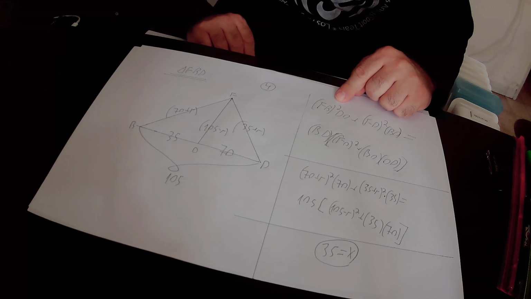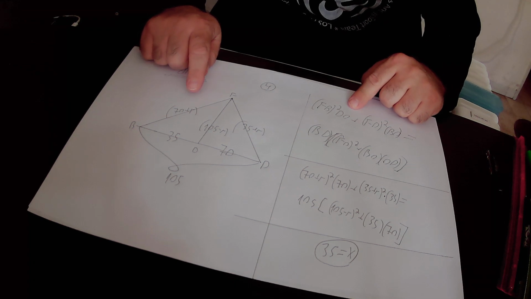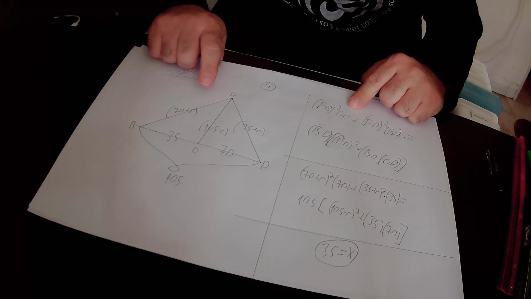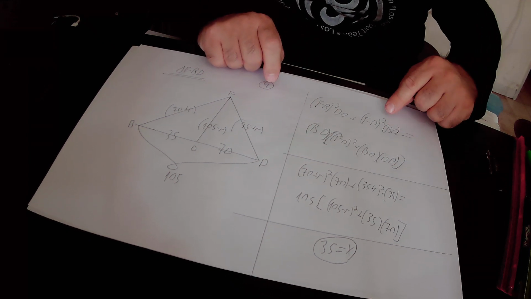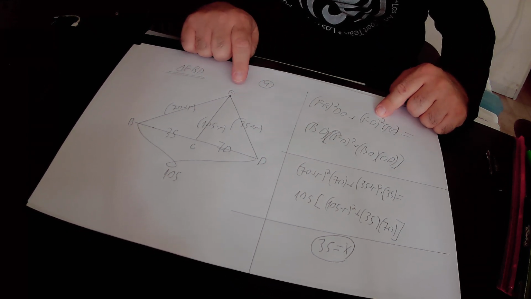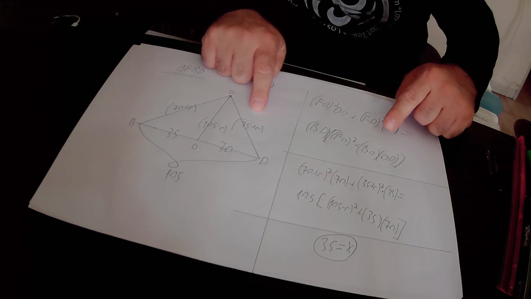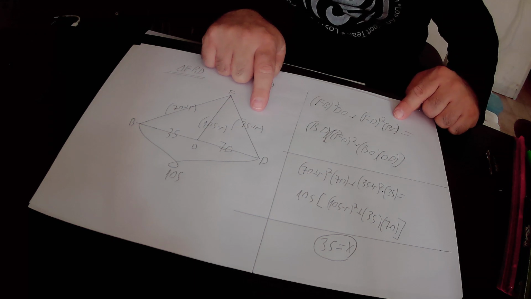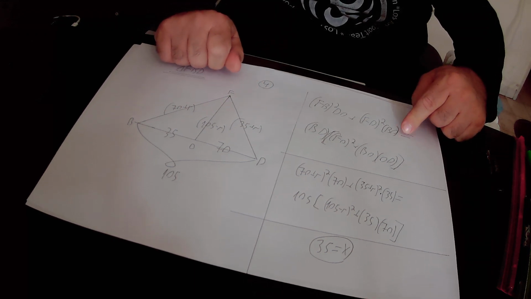FB is 70 plus R, therefore FB squared is (70 plus R) squared. DO is 70, so we substitute DO by 70 plus FD squared. FD equals 35 plus R, therefore FD squared is (35 plus R) squared times OB. OB is 35, so we substitute OB by 35.